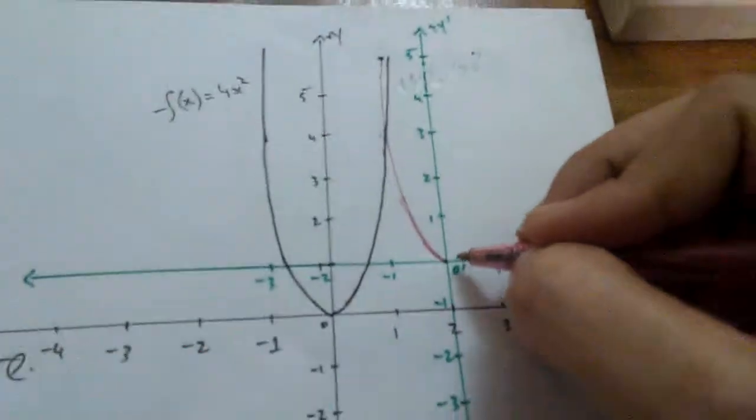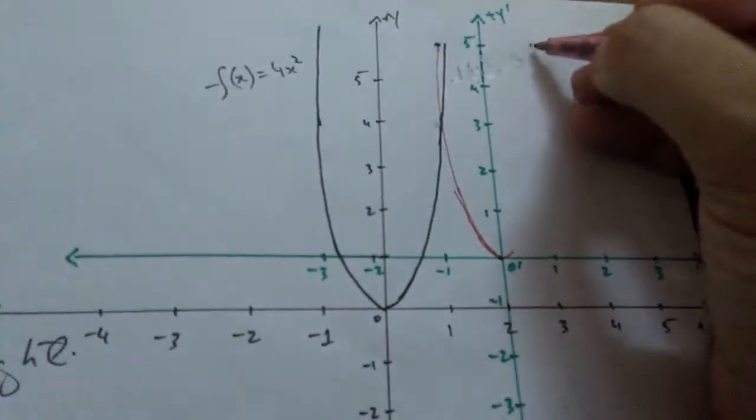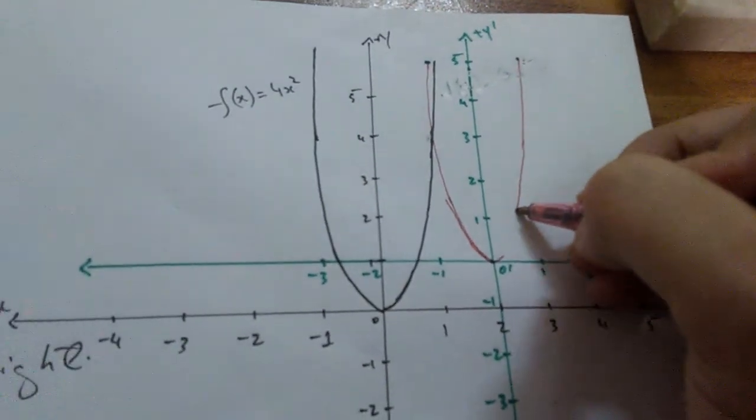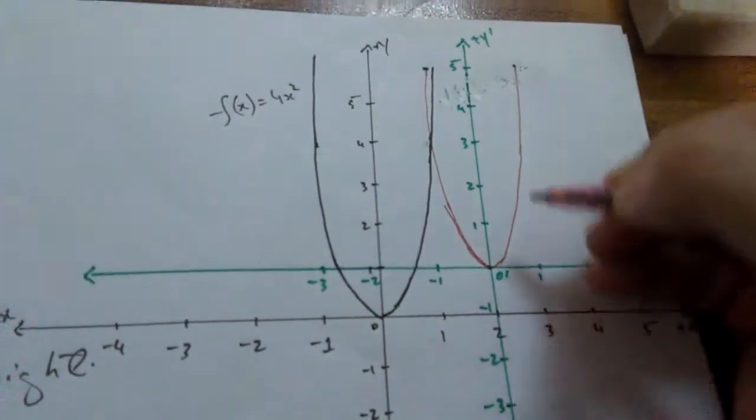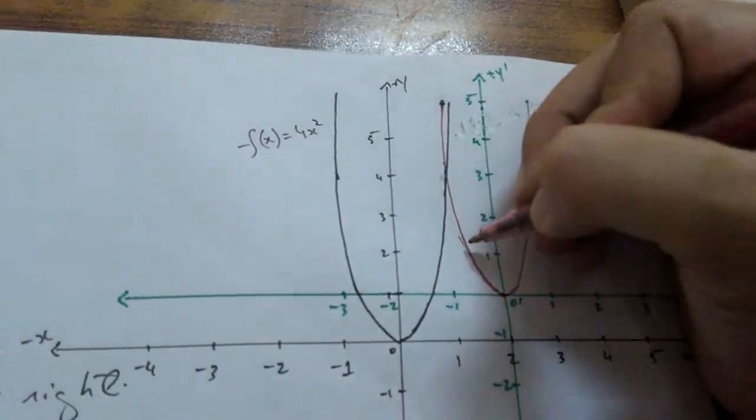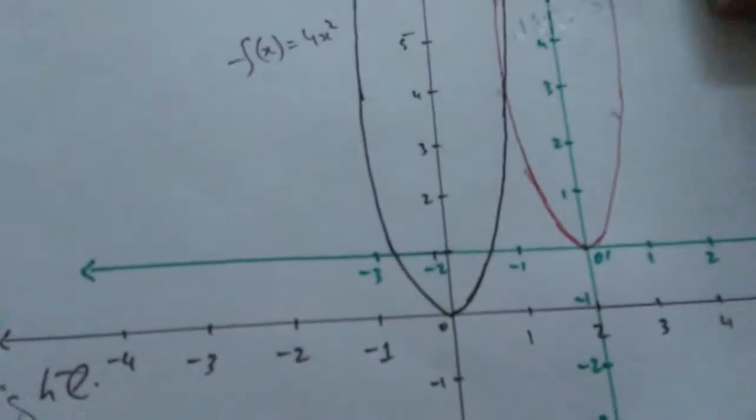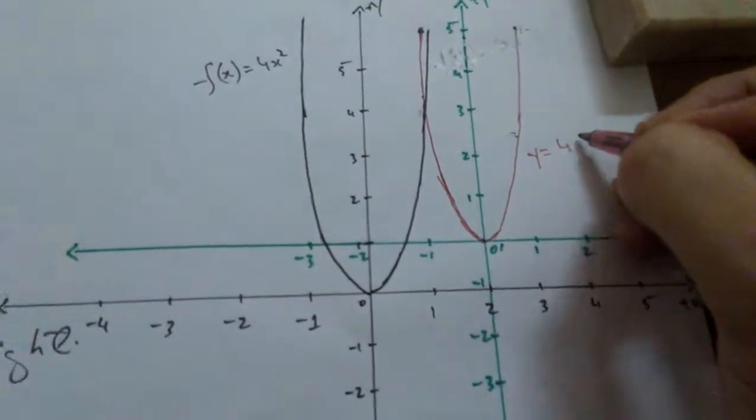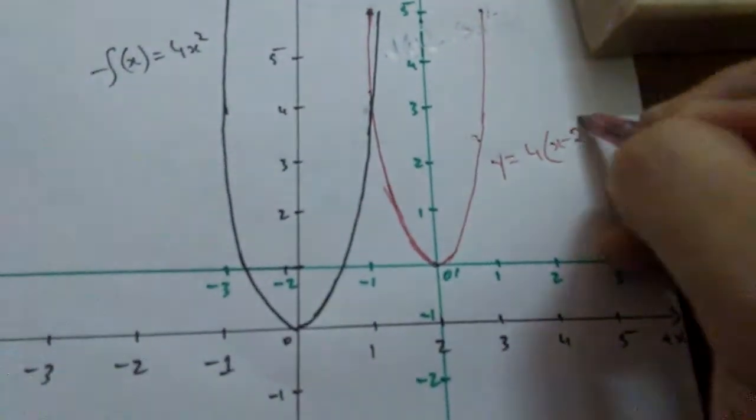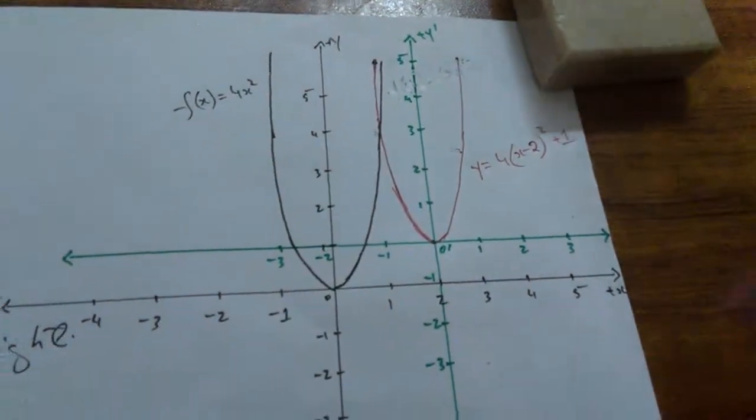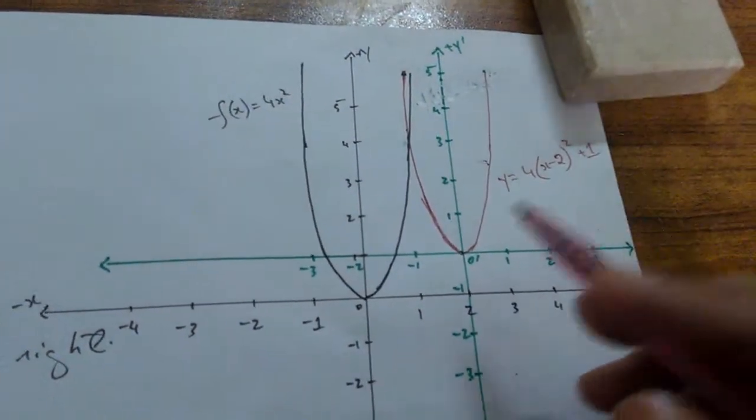Like this. So this is the curve of this function. Alright, so that's how we perform the horizontal and vertical shift.